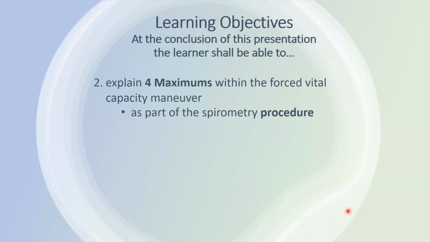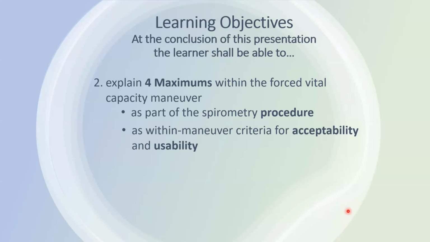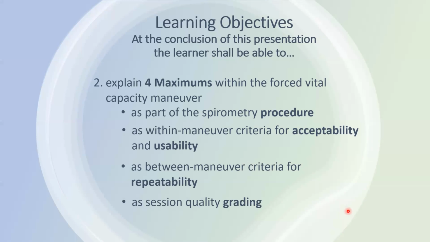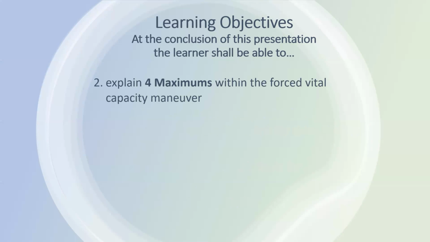All right, we're going to talk about 4 maximums within the forced vital capacity maneuver. As part of the spirometry procedure, we're going to talk about 4 maximums as within maneuver criteria for acceptability and usability. We're going to talk about 4 maximums between maneuver criteria for repeatability. And we're going to talk about 4 maximums as session quality grading. So let's get started. What are these 4 maximums?